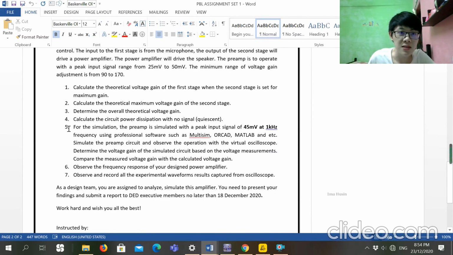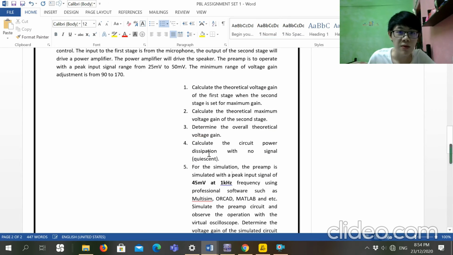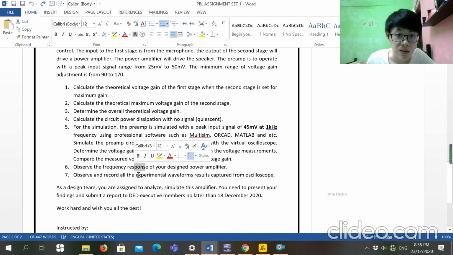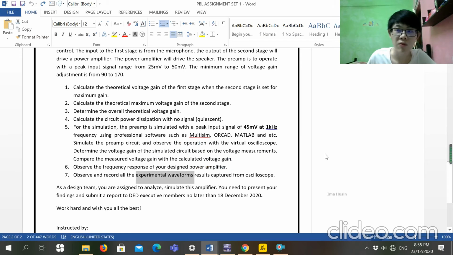I will do questions 5, 6, and 7. Questions 5, 6, and 7 are about the simulation for the voltage gain using the measurement in Multisim, and the calculations to solve for voltage gain. Number 6 is to find the frequency response. And number 7 is to collect all the waveforms from the oscilloscope.